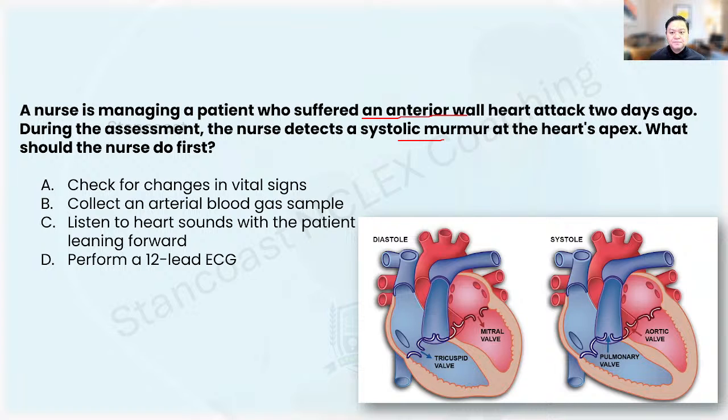Okay. All right, let me reread the question. A nurse is managing a patient who suffered an anterior wall heart attack 2 days ago. During the assessment, the nurse detects a systolic murmur at the heart's apex. What should the nurse do first? Is it A, check the changes in the vital signs? B, collect an arterial blood gas sample? C, listen to the heart sounds with the patient leaning forward? Or D, perform a 12-lead EKG? Okay, I'm going to wait for your answer here.